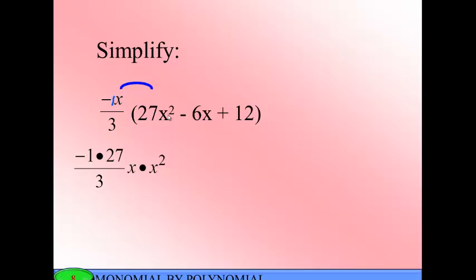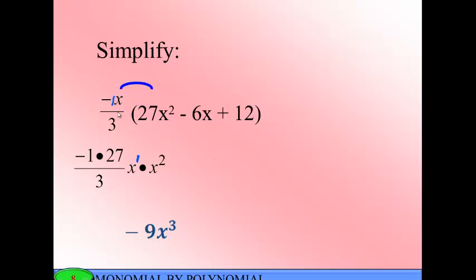So I have the x here multiplied to your x squared. So negative 1 times 27 is negative 27, and then we divide that by 3. That will give us negative 9. X times x squared, again we can see the exponent of x, so it means that exponent is 1. So x times x squared is equal to x cubed.